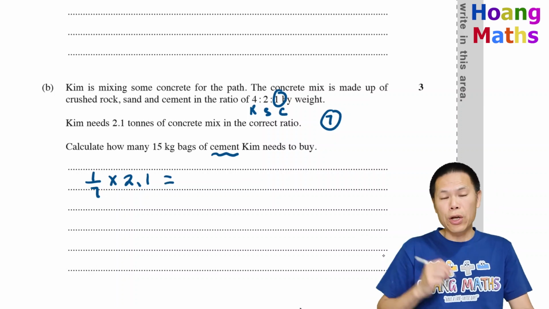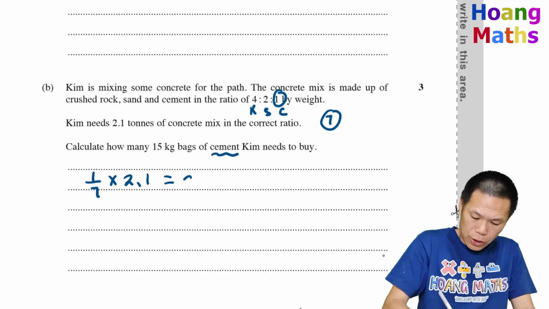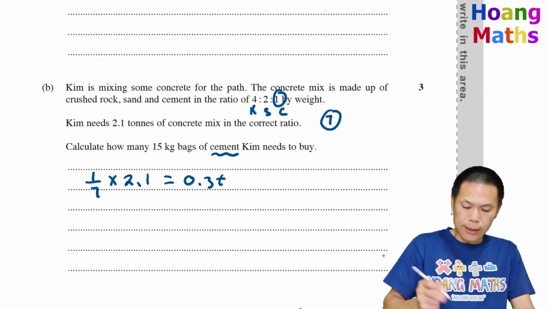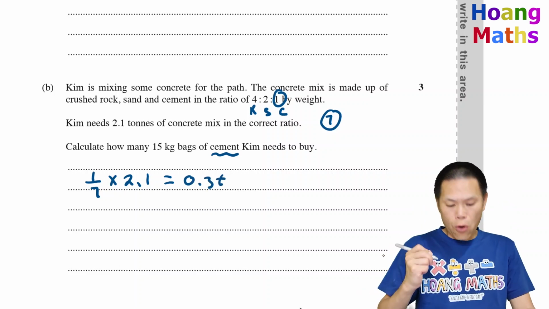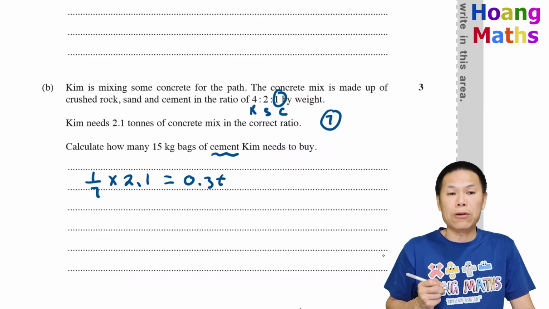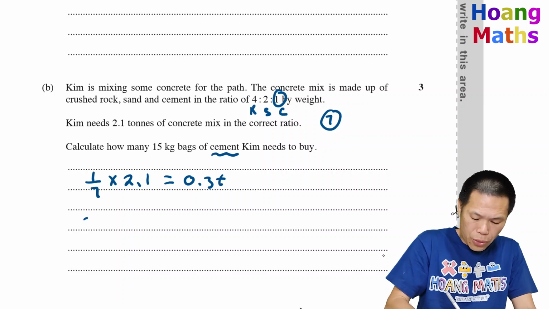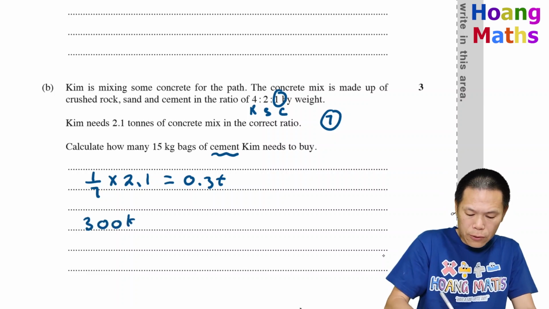So I just put down a calculator. Otherwise, 21 divided by 7 is 3. So 0.3 tons. So that is for cement. So to work out kilograms, we just need to times by 1,000. So 0.3 times 1,000 gives me 300 kilograms.